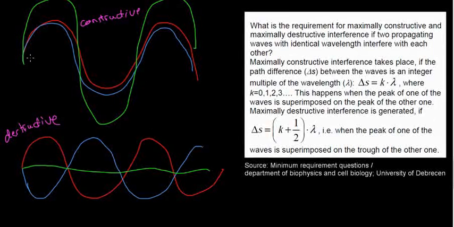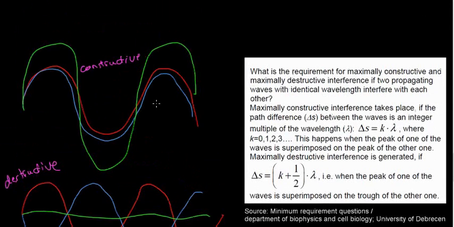Let's see what they're trying to say here. They're trying to say that the maximum constructive interference takes place if the path difference between the waves is an integer multiple of the wavelength. And they will also say that the maximally destructive interference is if it's an integer plus half multiple of the wavelength. I'm going to make it a little bit more simple now.